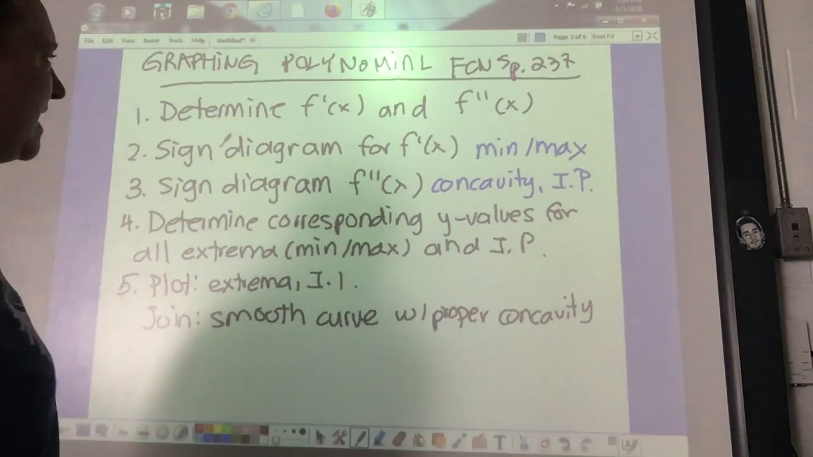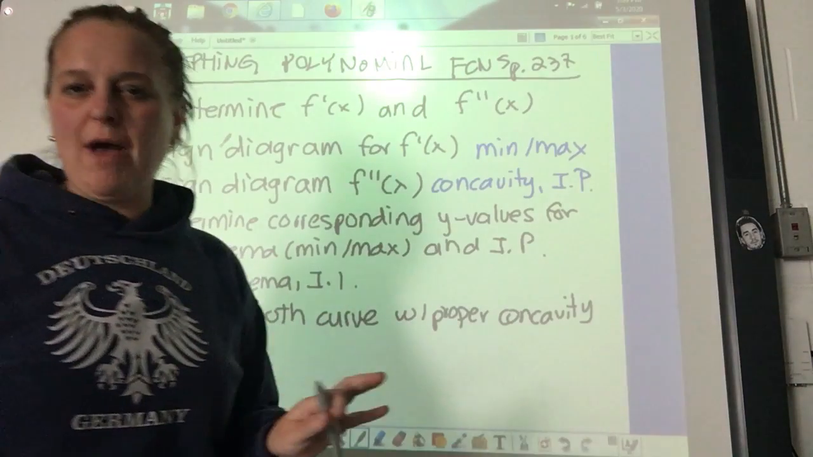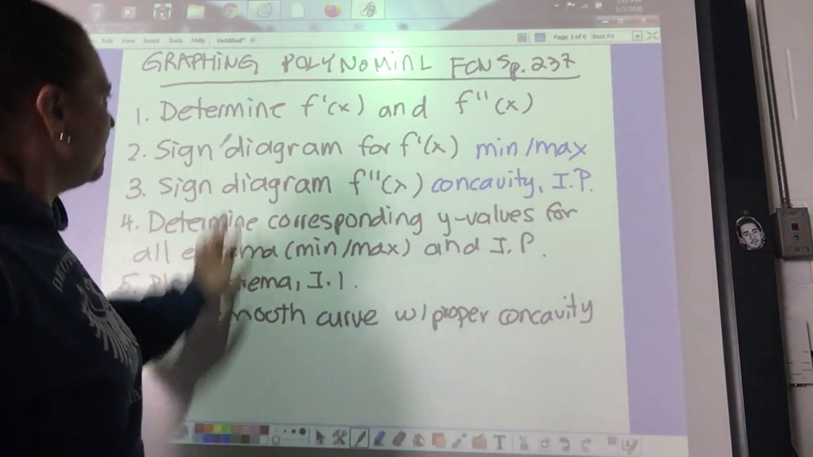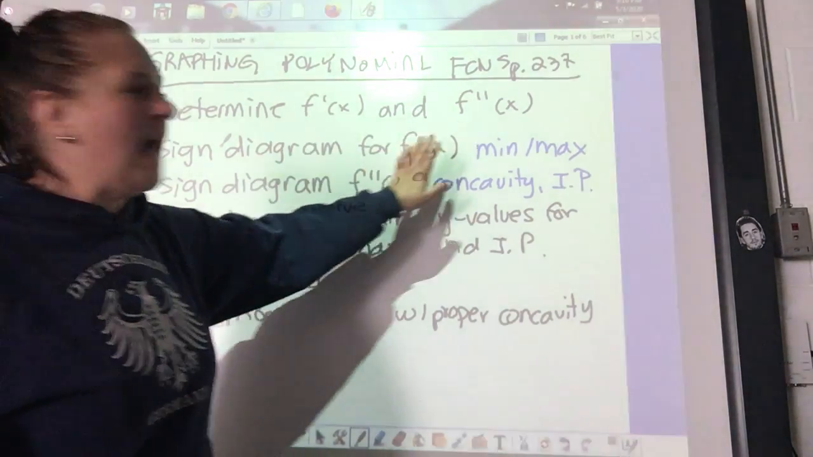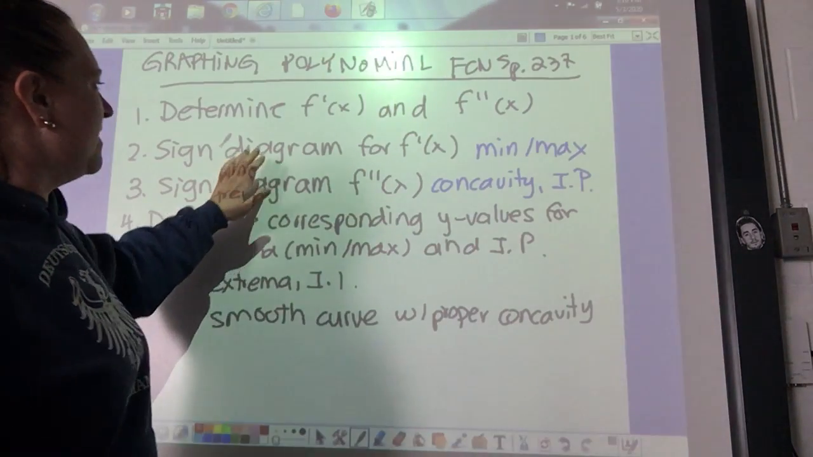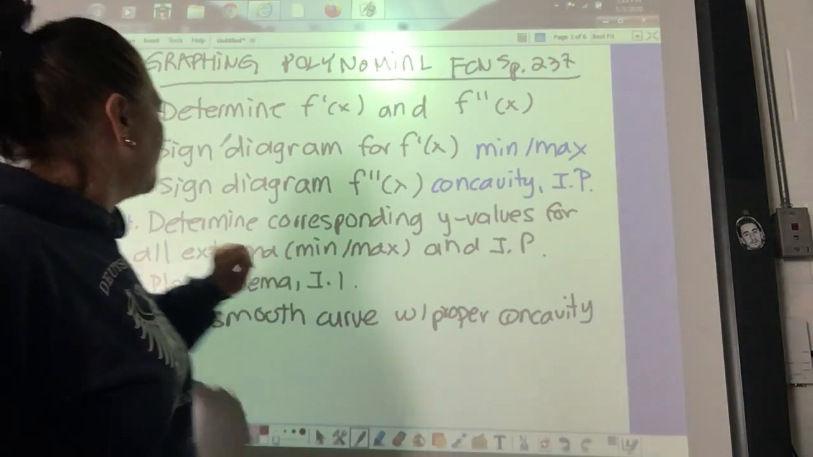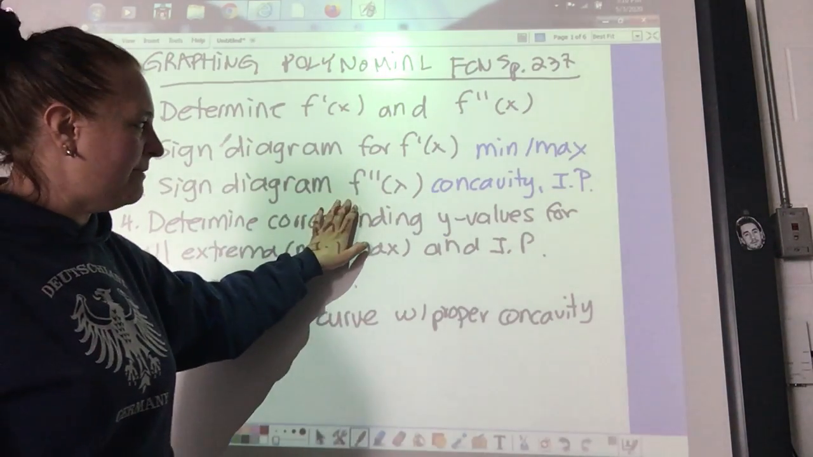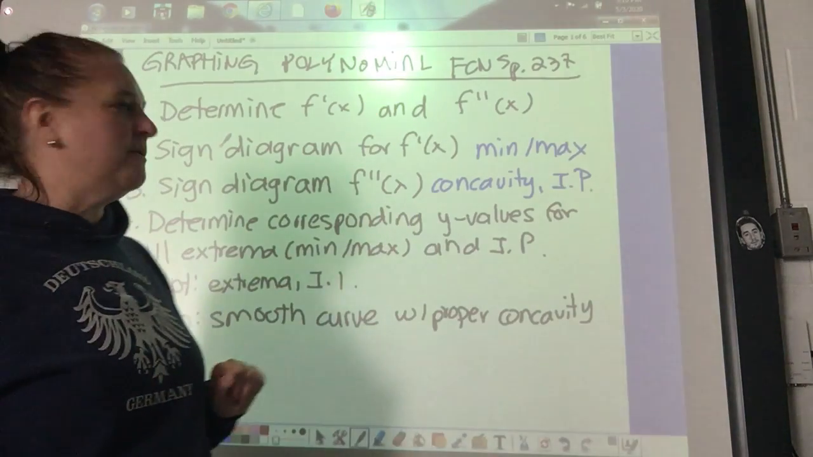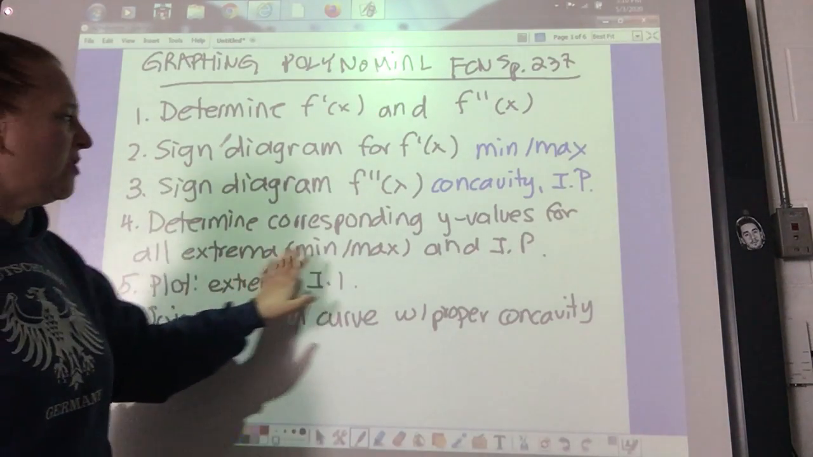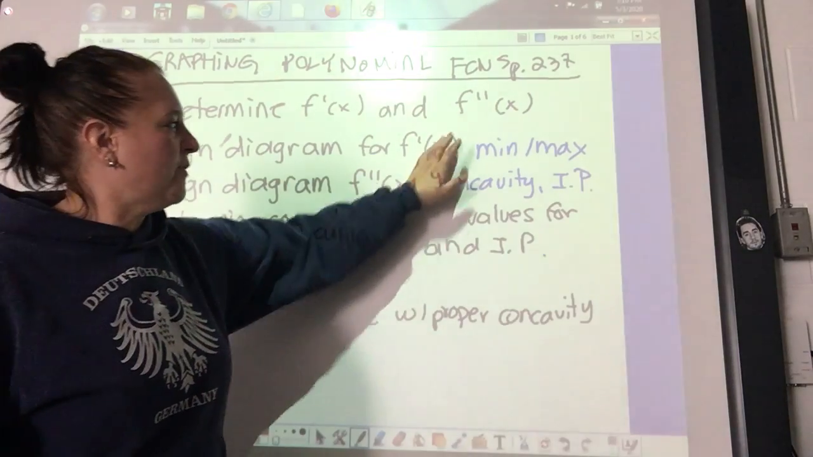Okay, so very simply today, we're doing polynomial functions, so no asymptotes today. So the steps: determine the first derivative and the second derivative. Then you make a sign diagram for the first derivative, and that's where you get your min-max values. Then you make a sign diagram for the second derivative. That's how you get your concavity and inflection points. And then you do need to solve for the corresponding y values for all of these.